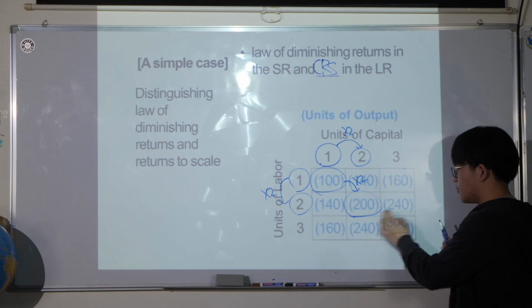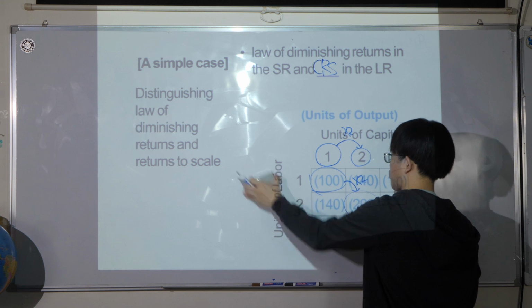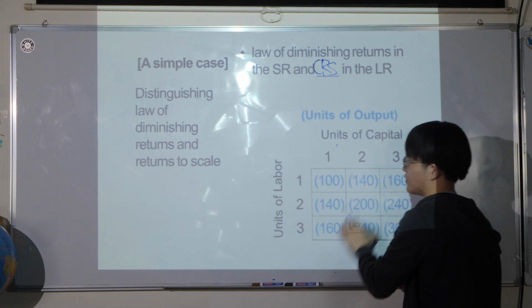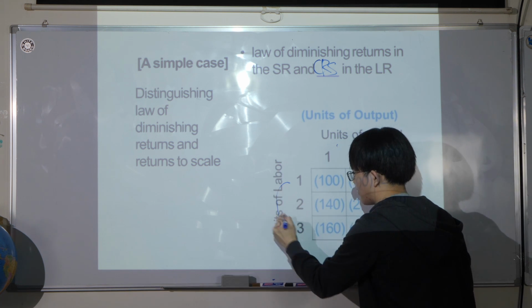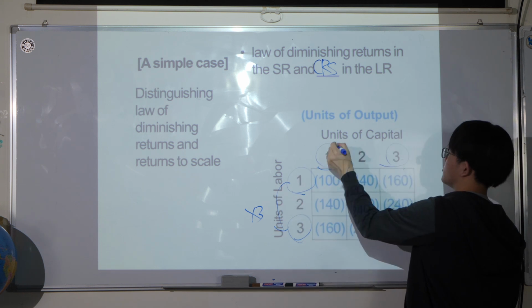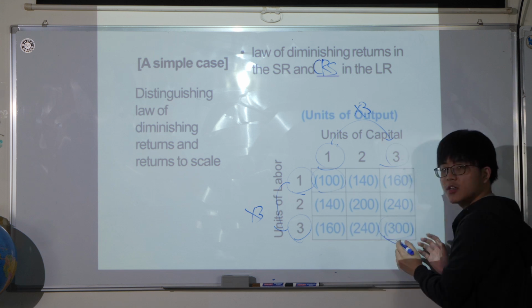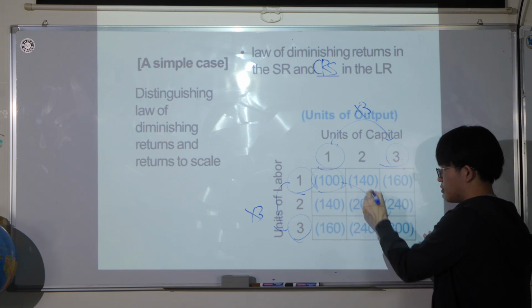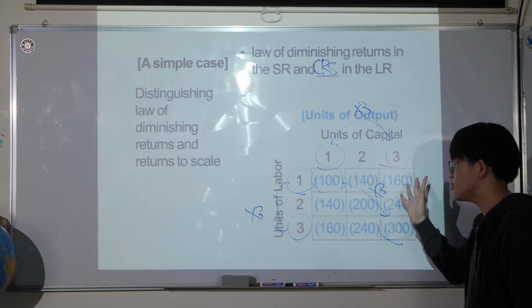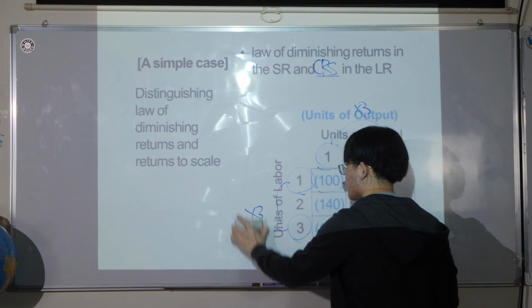Same for the third one. So when the unit of labor is multiplied by 3, and capital also tripled, then the quantity produced tripled as well, right? That's the reason why we can say this is the case of constant returns to scale.